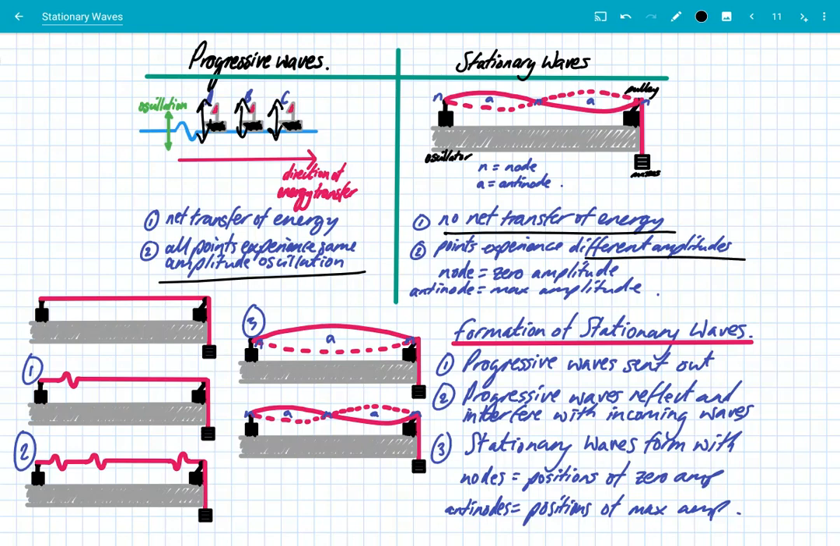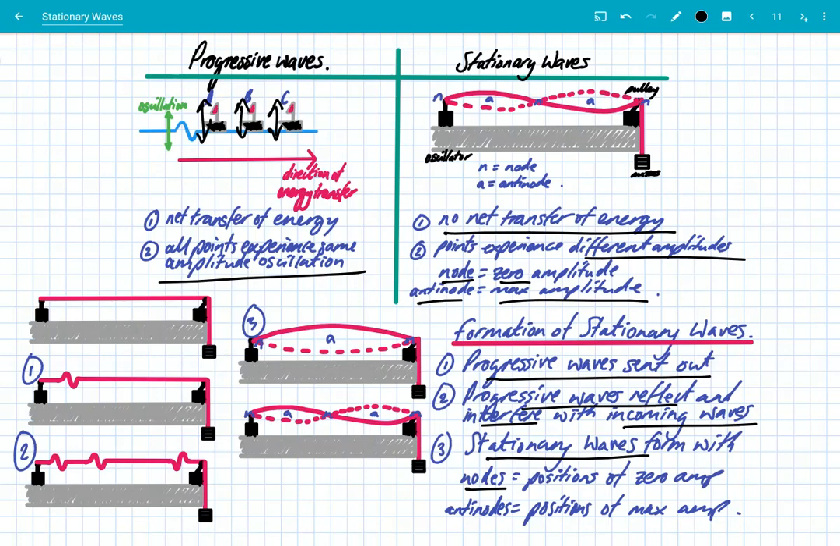amplitudes. And there's 2 words that you must be aware of. Nodes are positions of 0 amplitude, where the reflected and incoming progressive waves cancel out destructively. And antinodes are positions of maximum amplitude, which is where the interference pattern is constructive and we get maximum amplitude and maximum intensity of oscillation. And all stationary waves form in the same way. So it doesn't matter what example they give you in the exam, you say these sentences. Progressive waves are sent out. Then the progressive waves reflect and interfere with incoming waves. And then you form a stationary wave, which has nodes, positions of 0 amplitude, and antinodes, positions of maximum amplitude.